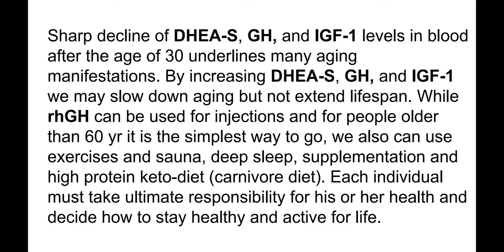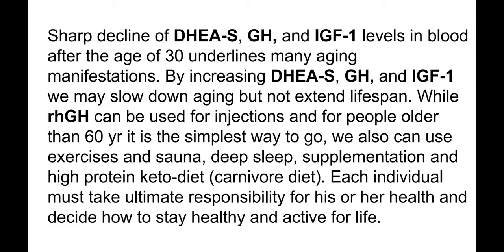The sharp decline of DHEA sulfate, growth hormone, and then also insulin-like growth factor 1 levels in blood after age 30 underlines and explains many aging manifestations. By increasing the level of DHEAS, growth hormone, and IGF-1, we may slow down aging but not extend lifespan. Again, the extension of lifespan is more difficult. It is quite complicated stuff, but I believe that it is possible.